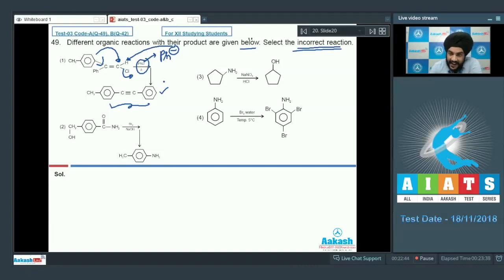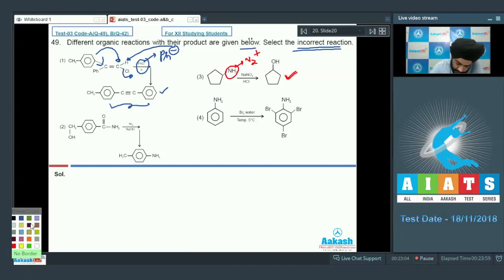Let us look at the second reaction. We have an amine reacting with NaNO2/HCl. So this NaNO2/HCl is going to attack on the amine and convert it into N2+, which is a good leaving group. It will leave and then the H2O will attack on the carbocation and it will lead to the formation of an alcohol. The statement is correct.